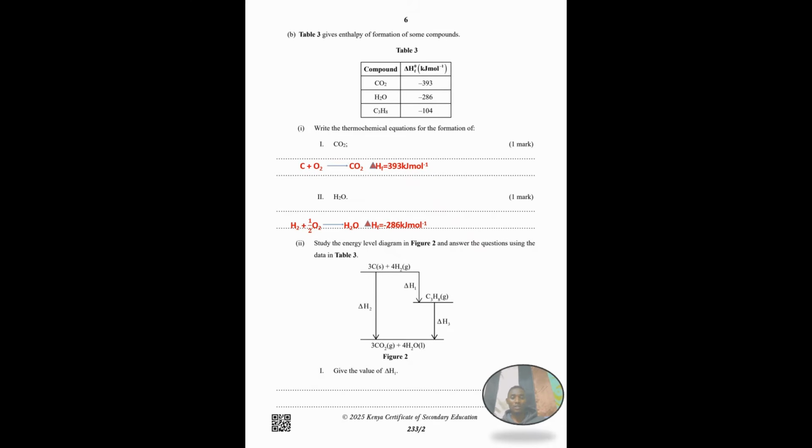So in this case we have the enthalpy still being written at the end of the equation. We also have to include the state symbols of these particular substances, for the equation will be marked. So those were the thermochemical equations that we are supposed to write in Roman 1.